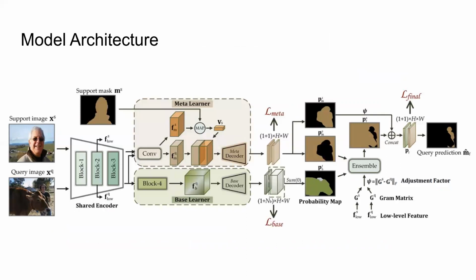This is the overall architecture of BAM. In each training episode, the two learners extract the features of input image pairs with a shared encoder and make predictions for the specific base category and the remaining base categories respectively. Then the coarse predictions are fed to the ensemble module along with an adjustment factor psi.